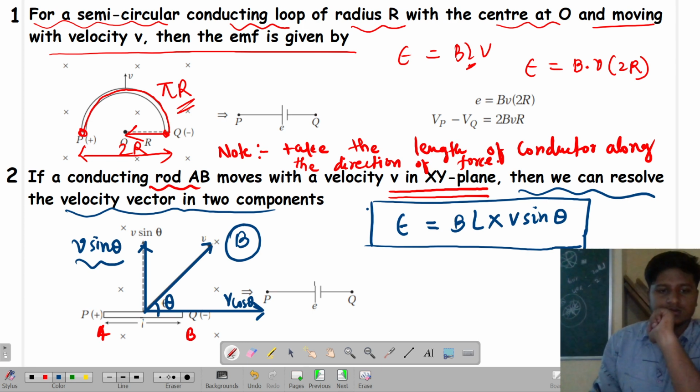Can I move ahead? Did you write it? Rakshita, written? Okay, moving to the next point.